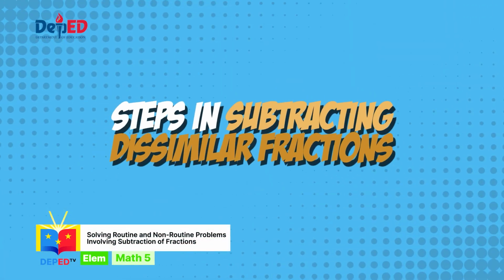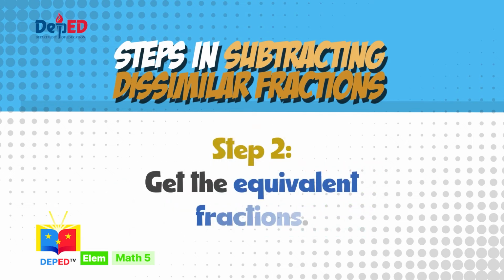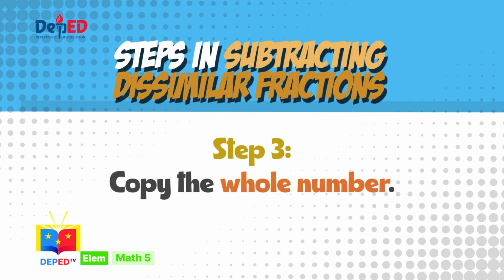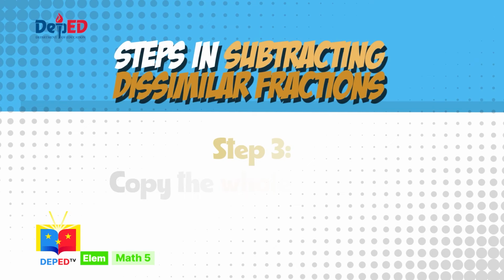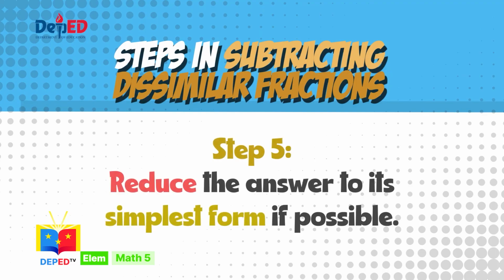To subtract dissimilar fractions, follow these steps. Step number 1. Determine the least common denominator or the LCD by finding the least common multiple of the given denominators. Step number 2. Get the equivalent fractions. Step number 3. Copy the whole number. Step number 4. Subtract the numerators and copy the common denominator. Step number 5. Reduce the answer to its simplest form if possible.